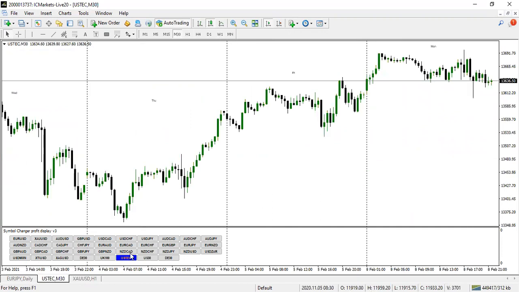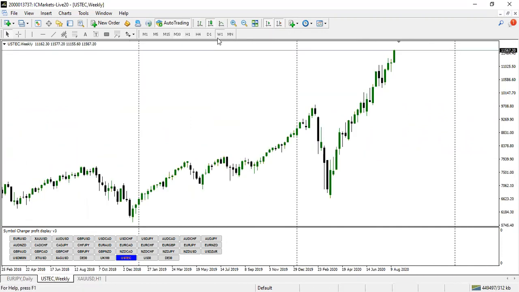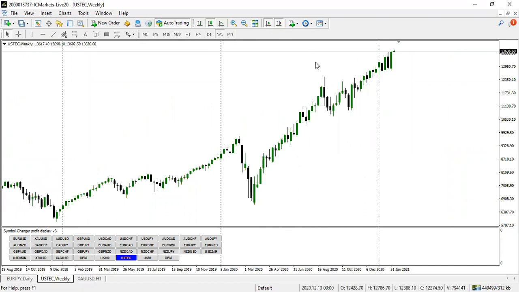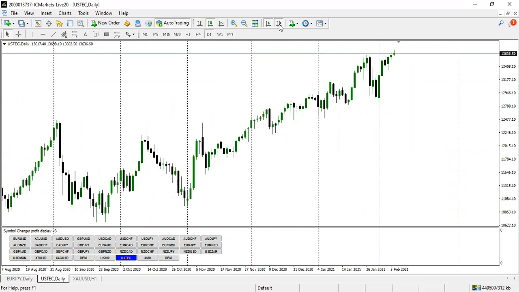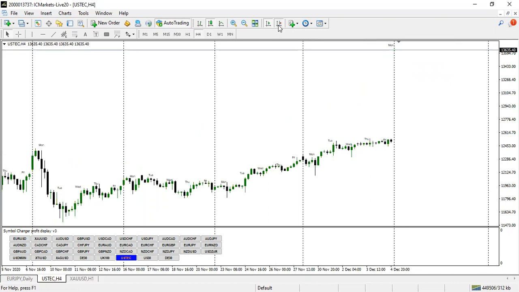So lastly, on today's class will be on US Tech. Start from the weekly. We also see the weekly also struggling. On the daily, also giving us a 3 hit, but not a perfect 3 hit. On a 4-hour time frame, let's wait for it to load on a 4-hour time frame.